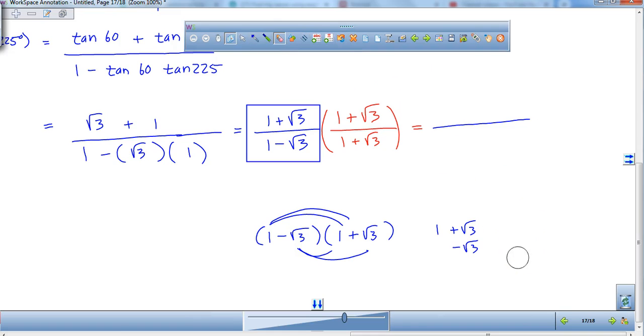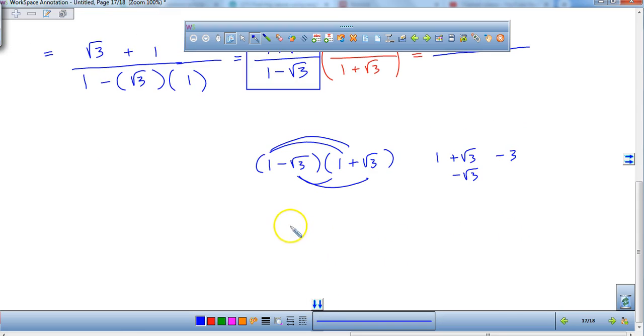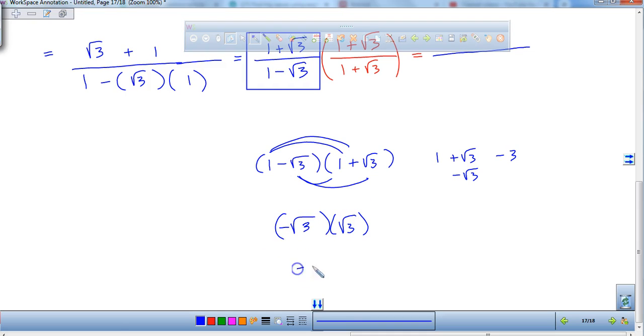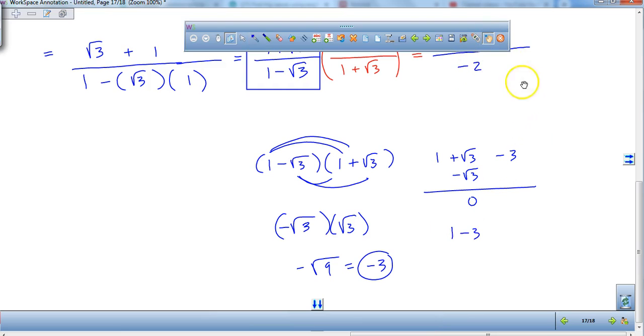So I'm just going to erase that and just put 1 and a minus 3. Like, what the heck did you just do? Negative radical 3 times a positive radical 3 becomes a negative radical 9, but the square root of 9 is just 3. So that's how I got that, minus 3. Add them all together, that zeroes out, and you get 1 minus 3, which becomes a negative 2.